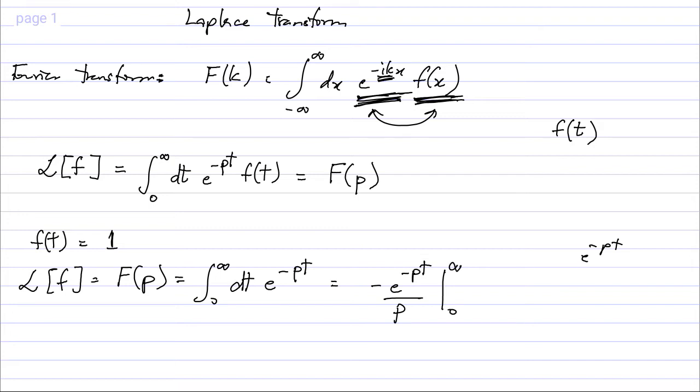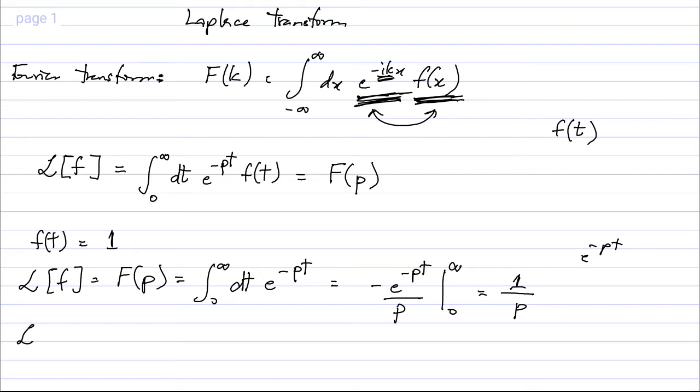When you put in infinity for t, you get 0. When you put in 0, you get 1. So this is just going to give you 1 over p. Okay, what if f of t is some other constant? Well, never mind. We know that the Laplace transform is a linear operation. Why do we know that?